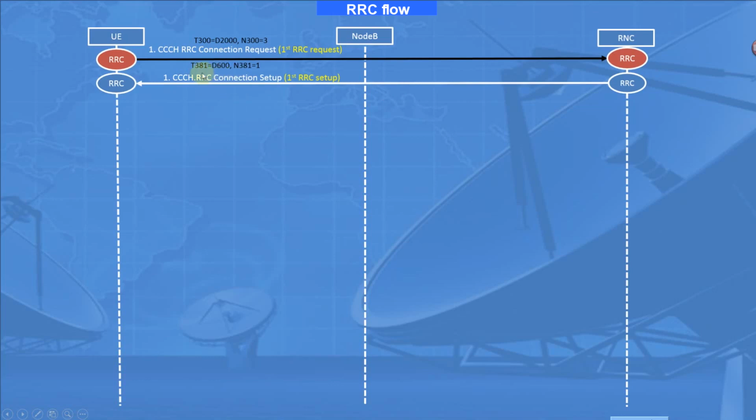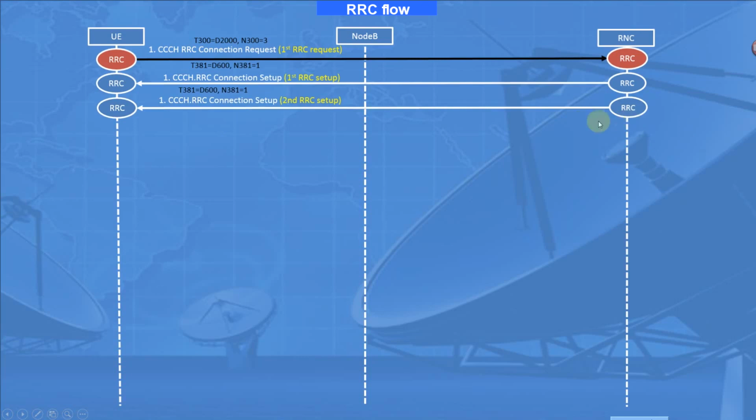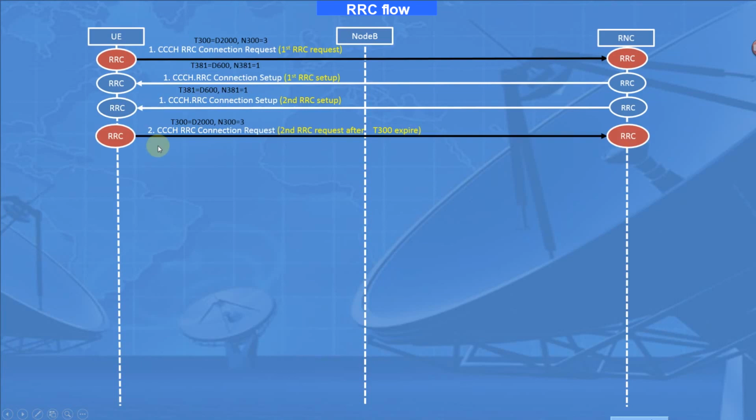If within this timer RRC doesn't receive the RRC connection setup complete message, RRC sends a second RRC connection setup based on retransmission time N381. Within timer T300, which equals 2 seconds, if UE doesn't receive RRC connection setup, then after T300 expires, UE will generate a second RRC request based on retransmission time N300, which equals 3.